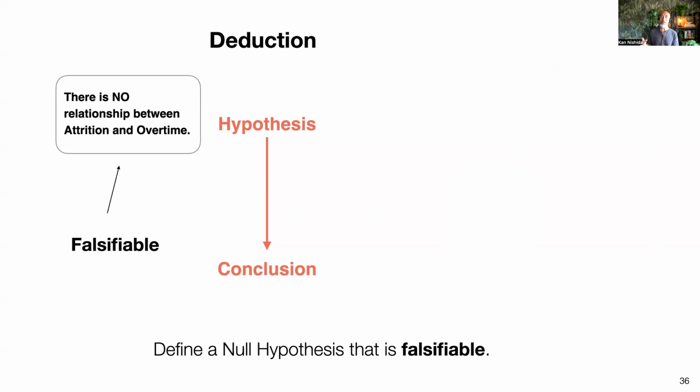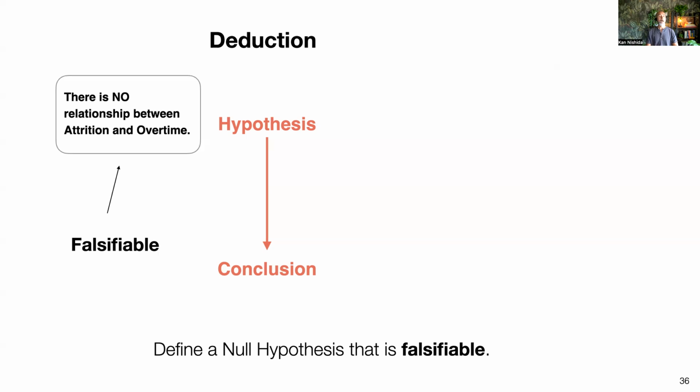Then you can see the signal that is coming out from zero, and it's easy to say, hey, there is a signal coming out, something's not zero. So we have some sort of criteria there. But anyway, we start with there is no relationship between attrition and overtime. This falsifiable hypothesis tends to be a no relationship or no difference type of thing, and we call it the null hypothesis in hypothesis testing.